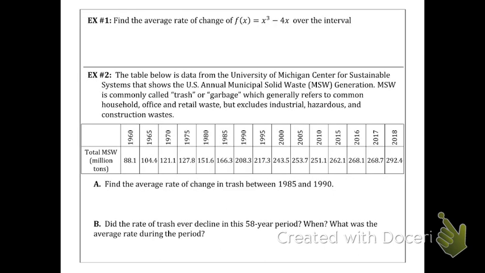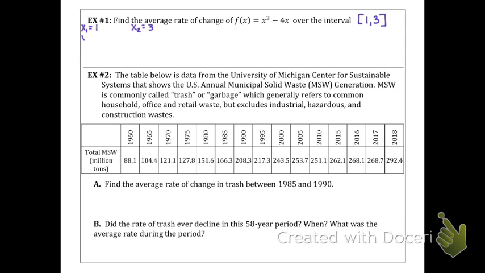So example 1 says to find the average rate of change of f of x equals x cubed minus 4x over the interval, and it should say from 1 to 3. All right, so the difference is it gave me my x1 and my x2. It did not give me my y1 and my y2. So we know our x1 is going to be 1, and we also know our x2 is going to be 3 because that's the interval, those are the x values.